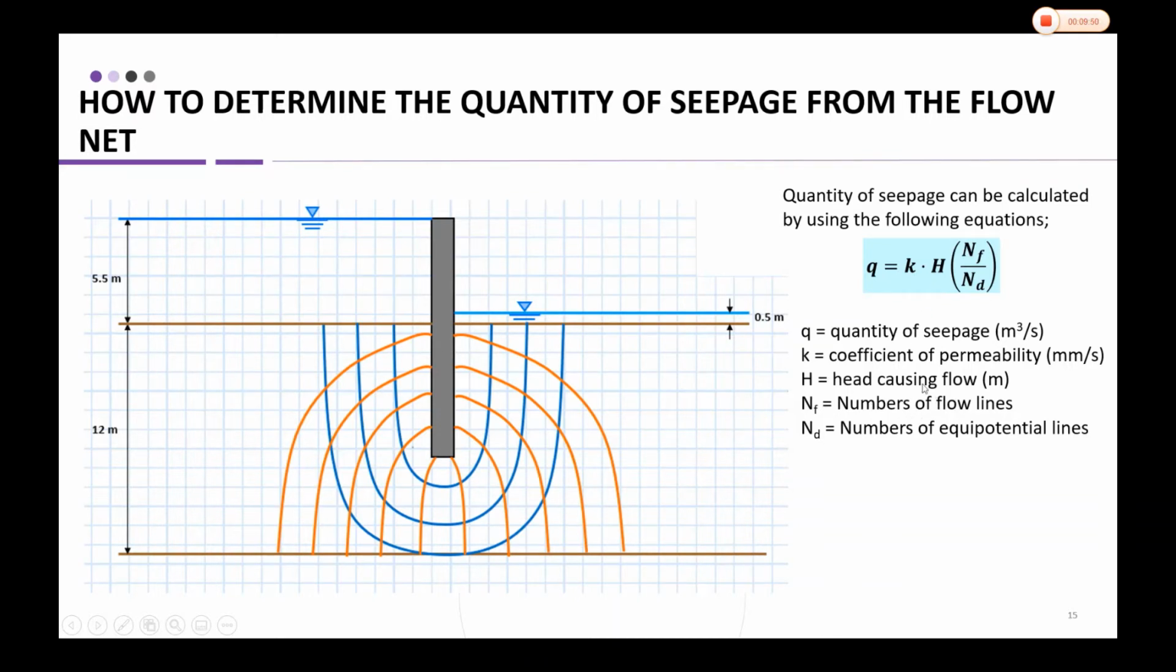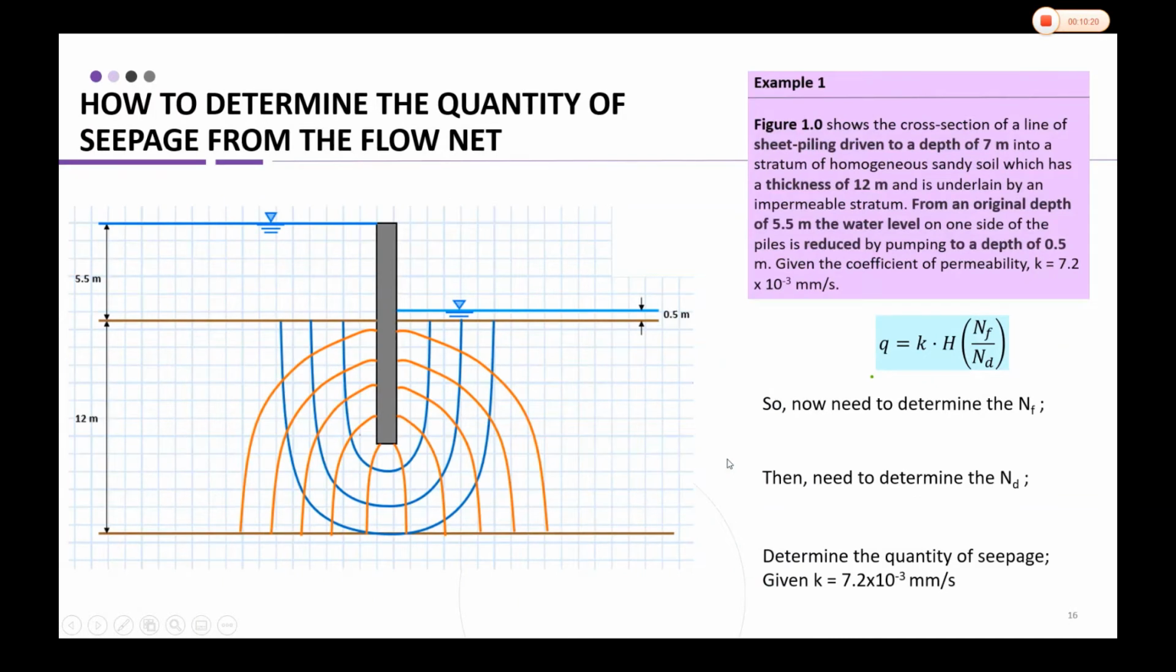And H is the head causing the flow. The H is the difference between upstream and downstream, the head loss. NF is the number of flow lines, and ND is the number of equipotential lines. So now we already have the flow net, and we need to know how many flow lines and how many equipotential lines there are.